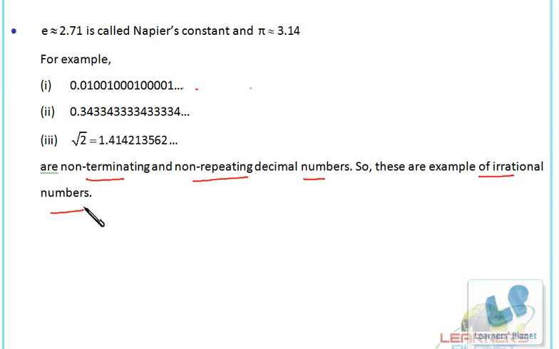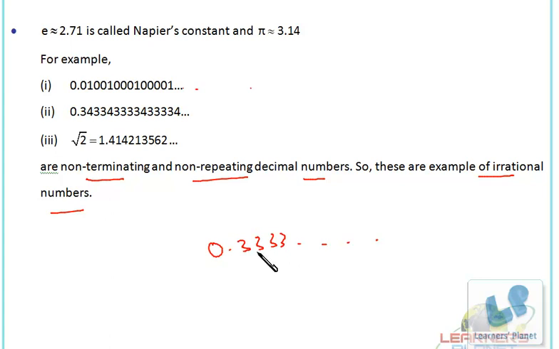So the main difference between rational and irrational numbers is that irrational numbers after the decimal do not terminate, right? They are never ending, and a certain pattern is not repeated. That means a digit is not repeated. Suppose I have the number 0.3333... It goes on unlimited, which means it is never ending, but the digit 3 is repeated. So it won't be an irrational number, it will be a rational number.